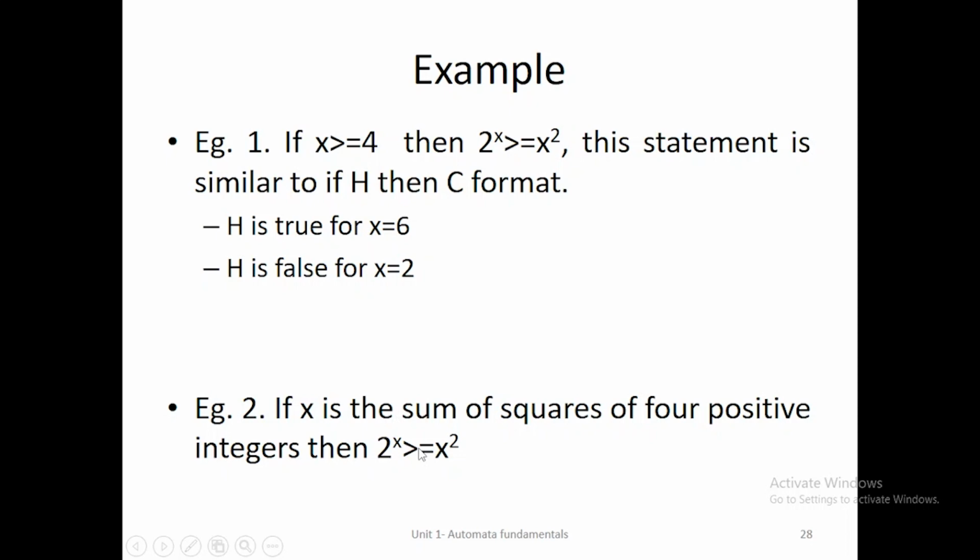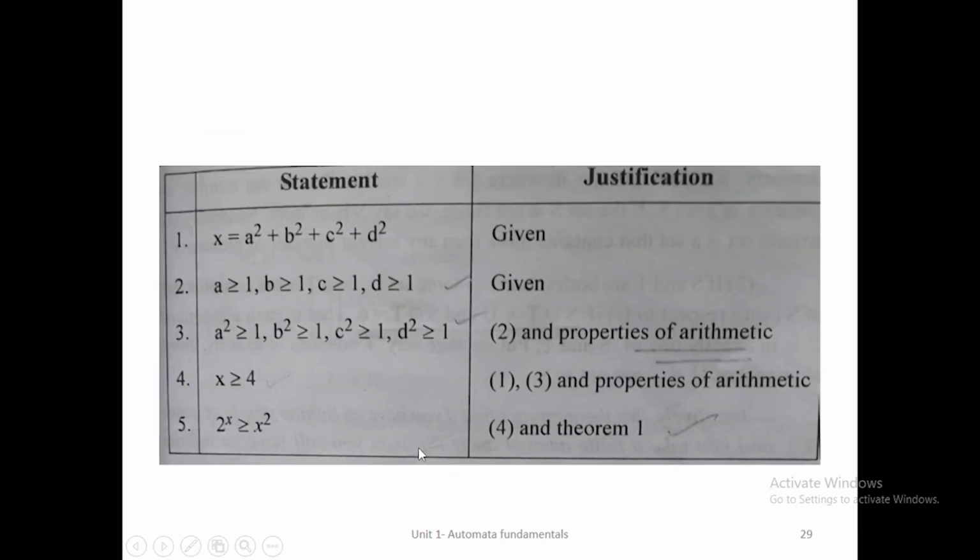So let us discuss how to prove this. First we take the first statement: the sum of squares of 4 different numbers. A, B, C, D are 4 different numbers, and the squares are A squared, B squared, C squared, D squared. If you sum up all these 4 numbers, you take the value as x. This is the given hypothesis. Another condition is that the values are positive, so A, B, C, D should be greater than or equal to 1.